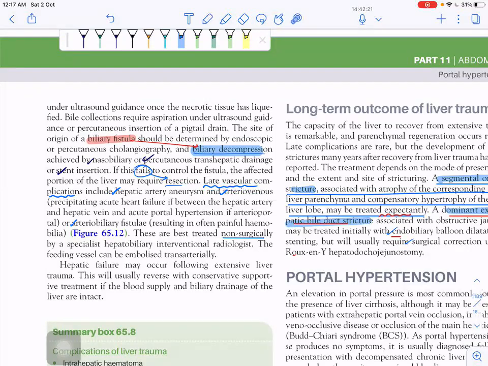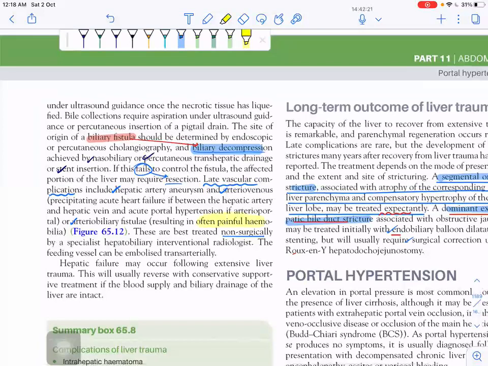Late vascular complications include hepatic artery aneurysm and arteriovenous or arteriobiliary fistula. These are best treated non-surgically. Painful hemobilia is seen in arteriobiliary fistula. Late complications like hepatic aneurysm, AV fistula or arteriobiliary fistula are best treated non-surgically, so the feeding vessel can be embolized transarterially.